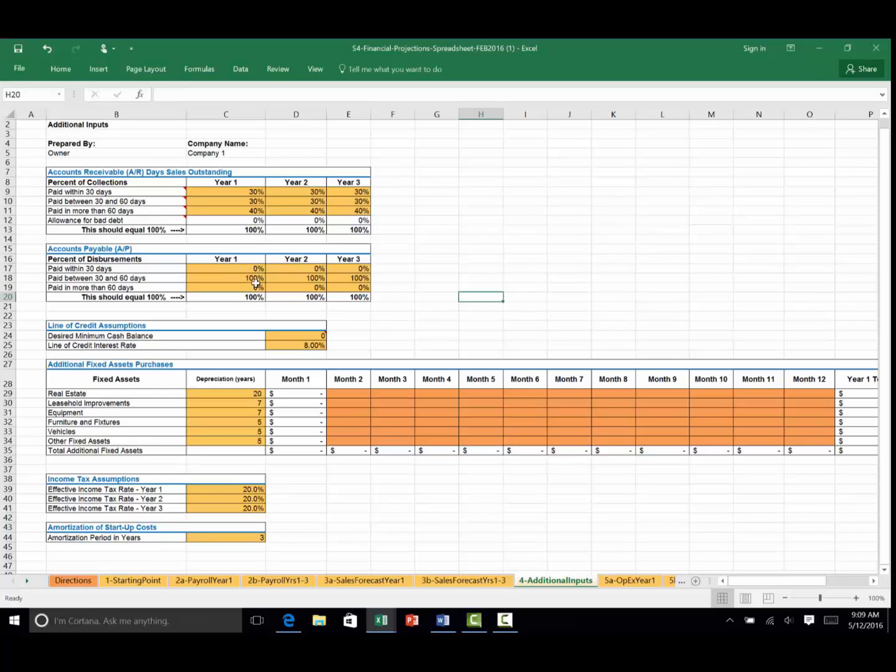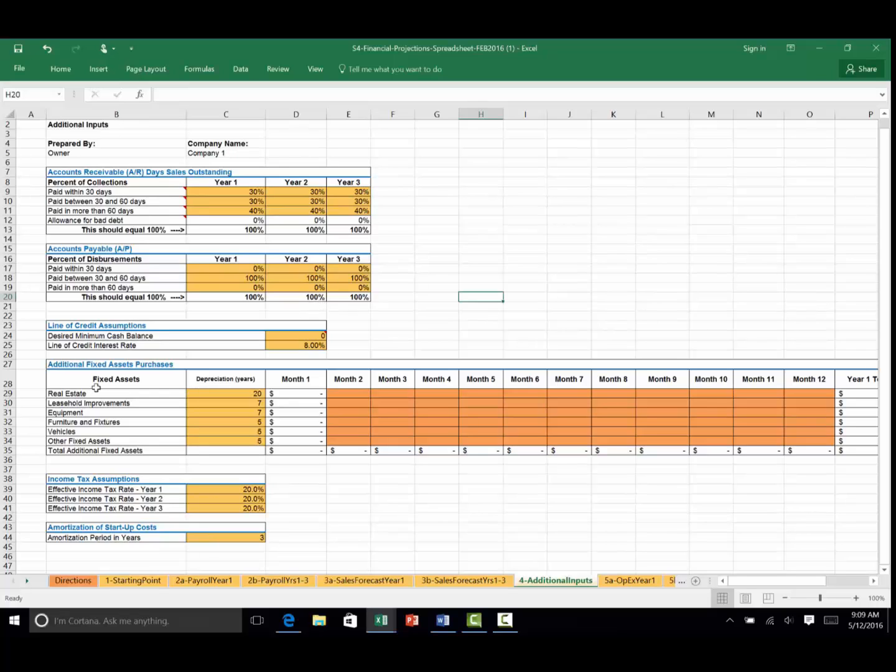Same for accounts payable. Will you be paying cash as you buy inventory or other supplies? If so, paid within 30 days would be 100%, and paid within 30 and 60 days would be 0%. And this may change over time as your company gains a foothold in the industry and is able to receive credit from suppliers. This is where you make the adjustments.